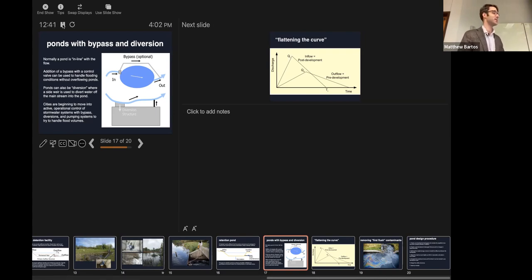And ponds can also be placed as a diversion from the main channel, where you have a side channel coming out. The pond is a diversion structure that only fills up during large storm events and then enters back into the main channel. This is a configuration that you might actually want to think about for your projects, because it can be helpful for reducing flooding. And it's potentially even more effective if you have real-time controls so that you can let water in only when it's needed.